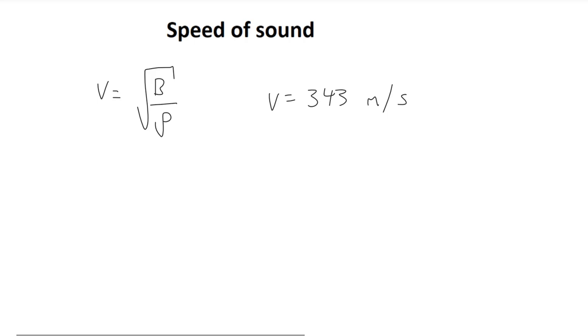Overall, the most important thing to remember so far is that the speed of sound is fastest in a solid with low density and is slowest in a gas of high density.